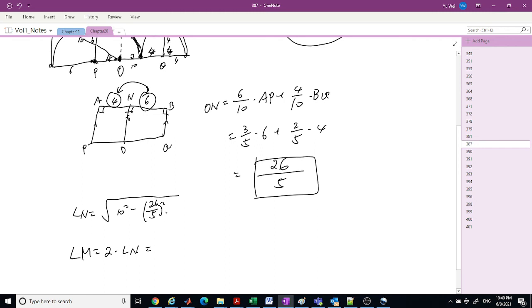Finally, what you can get is 8 over 5 times the square root of 19. Okay, so that's the first section of the problem for chapter 20. Okay, thank you.